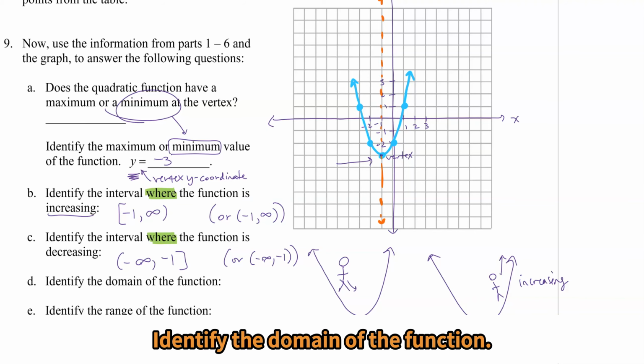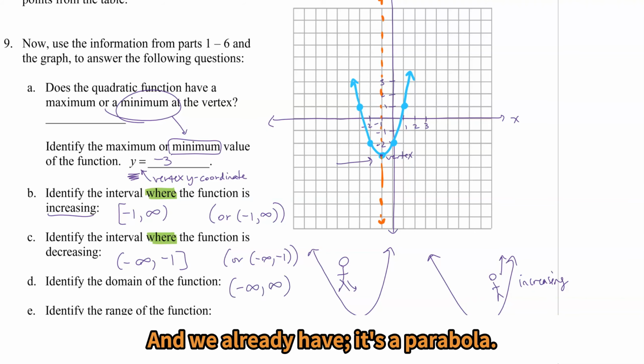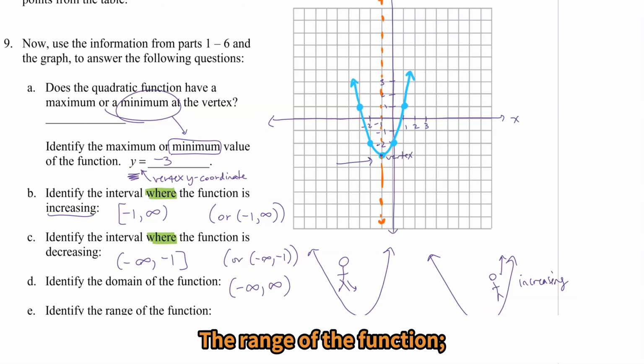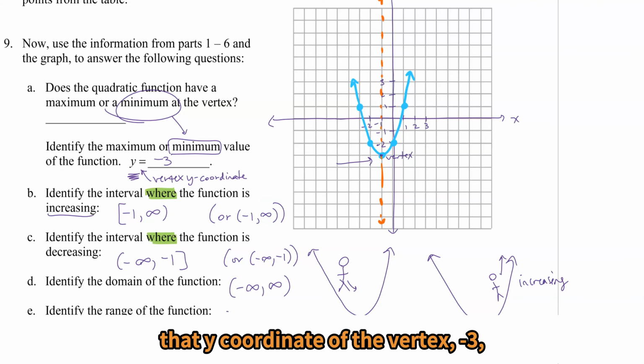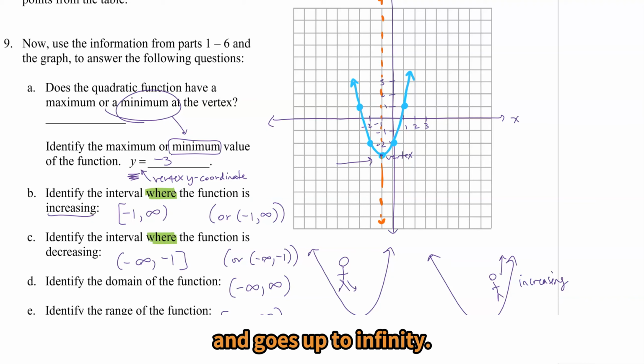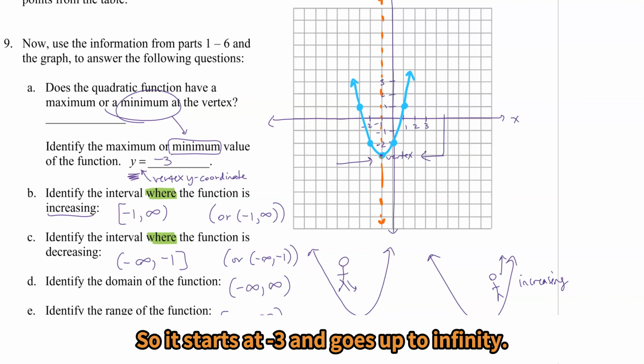Identify the domain of the function. We already have. It's a parabola. The domain is all real numbers. The range of the function, well, the range of the function starts at our minimum value, that y-coordinate of the vertex, -3, and goes up to infinity. So it starts at -3 and goes up to infinity.